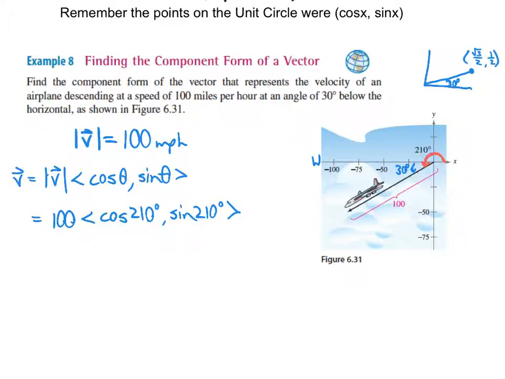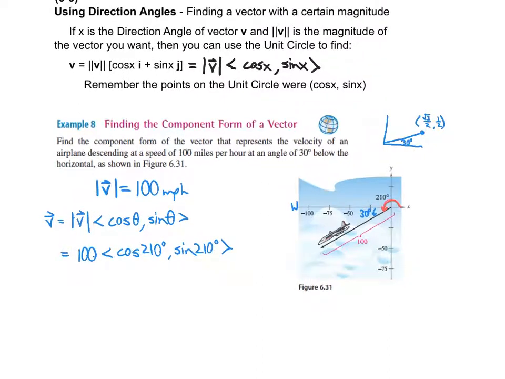And remember, on the unit circle, all the points are cosine of the angle, sine of the angle. Okay? And by the way, notice that's why we do cosine of the angle, sine of the angle to make our vector.